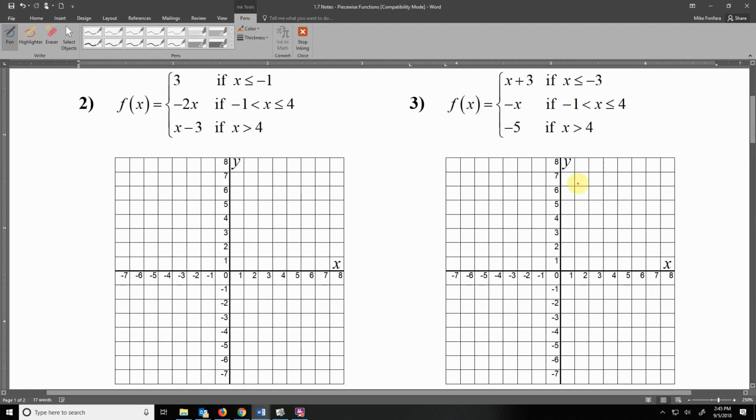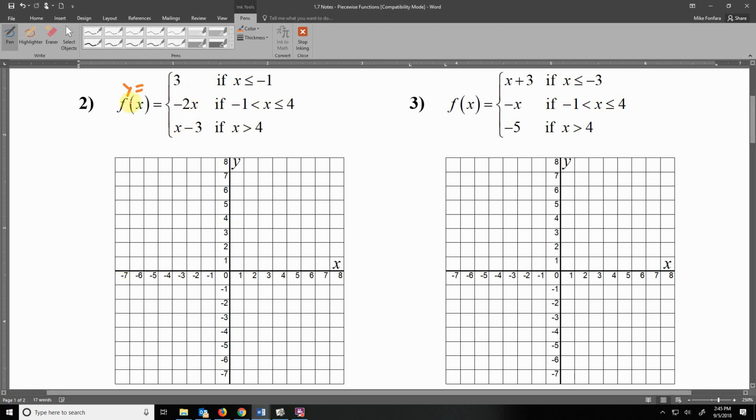First function has three different graphs. This f of x equals, that's function notation. It's exactly the same as y equals. And it's y equals 3, y equals negative 2x, and y equals x minus 3, but all in different domains.